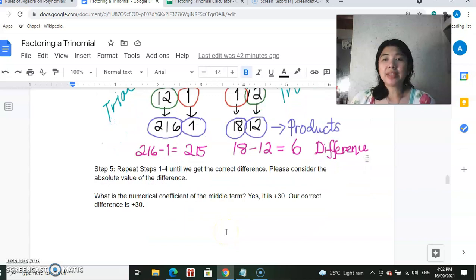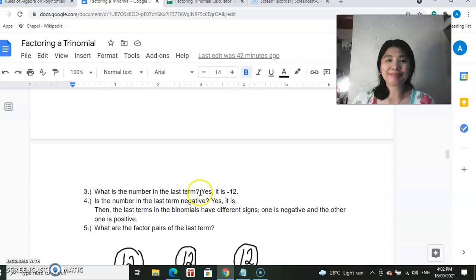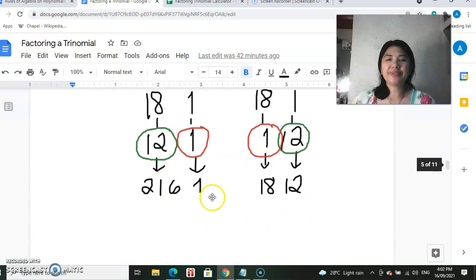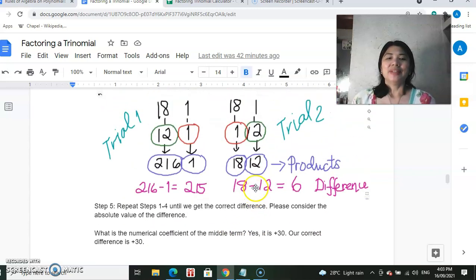And there will be a guide question here. What is the numerical coefficient of the middle term? So yes, it is positive 30. Here, 30A. So positive 30. So our correct difference then is positive 30. So the first trial is 215 and the second trial is 6.